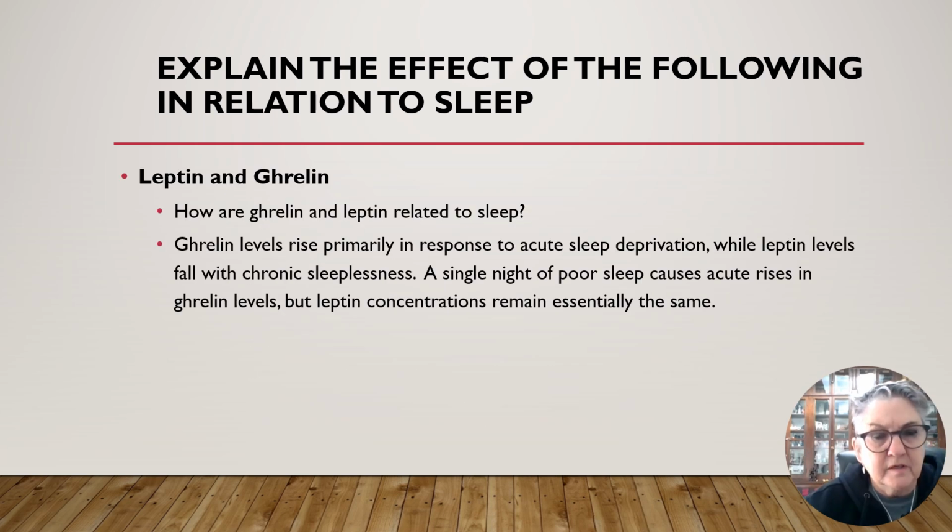Okay, next on the list is leptin and ghrelin. So how are ghrelin and leptin related to sleep? We're going to talk about that in the next few slides. So ghrelin levels rise primarily in response to acute sleep deprivation, while leptin levels fall with chronic sleepiness. A single night of poor sleep can cause acute rises in ghrelin levels, but leptin concentration may remain the same.